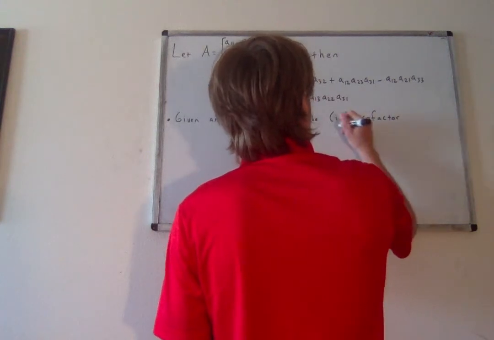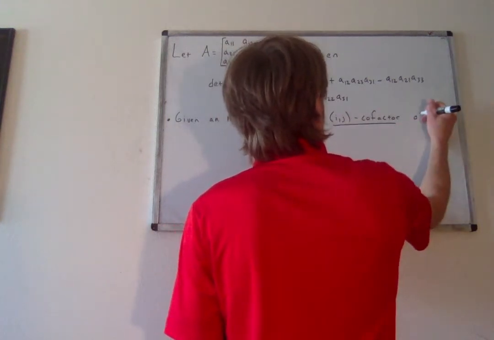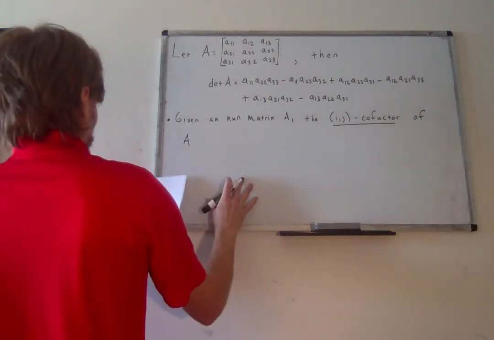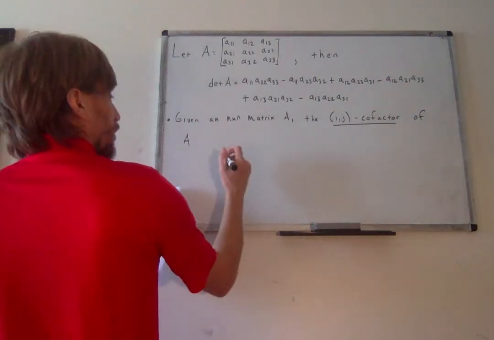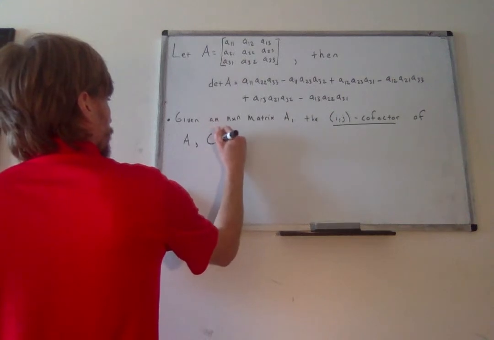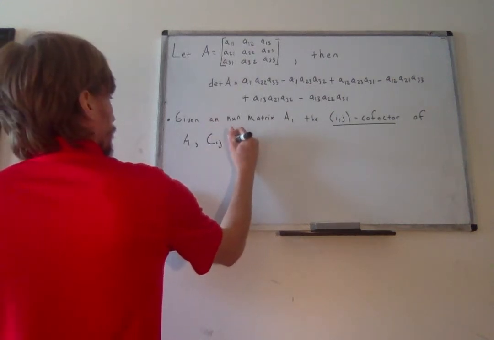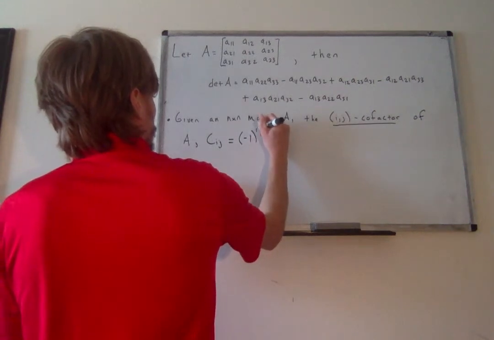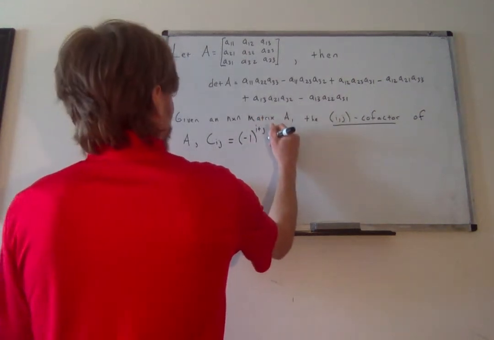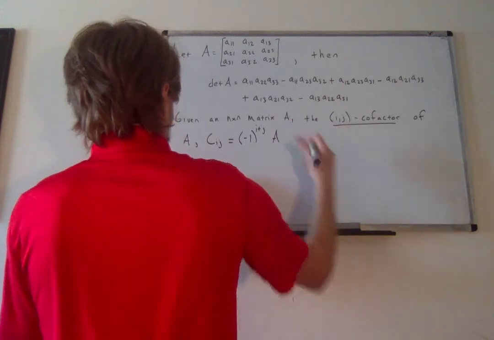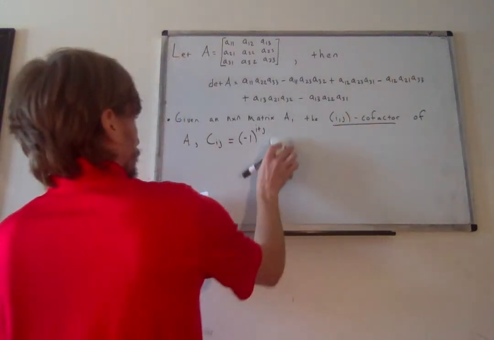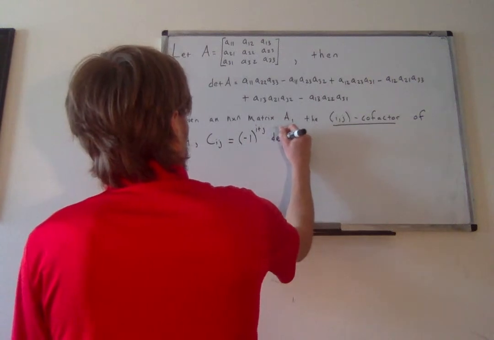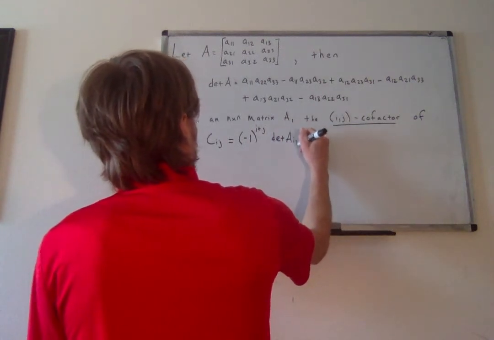And so this definition is basically just going to be used to further shorten determinant notation. So we say the ij cofactor of A, which will denote C sub ij, is equal to (-1)^(i+j) times the determinant of the submatrix A sub ij.